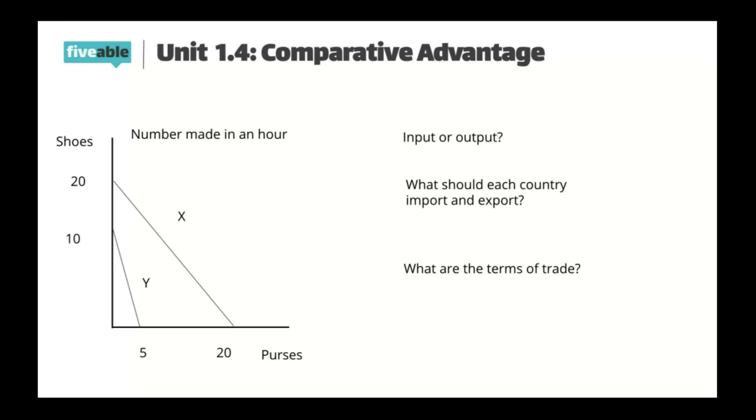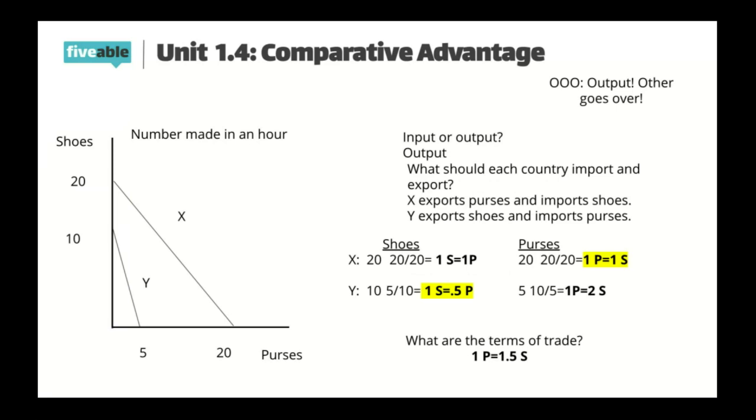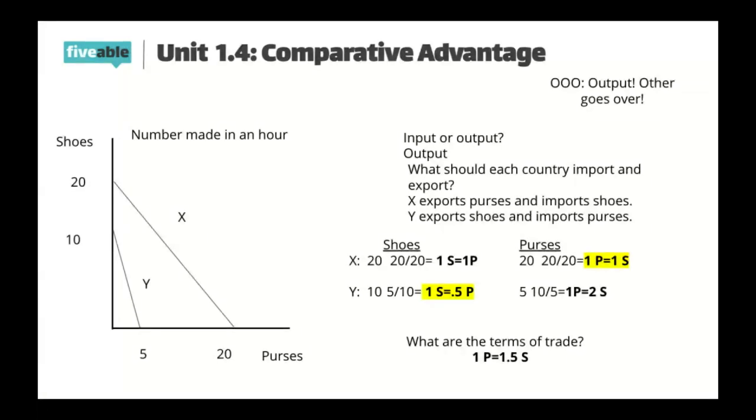So is this input or output? If we're talking about the number made in an hour, then it's equal amount of time, equal number of resources. It's how much you can crank out. So this is an output method. And the hint here is that with output, every econ teacher loves to say this: it means output, the other goes over. Just a way to think about the per unit opportunity cost.